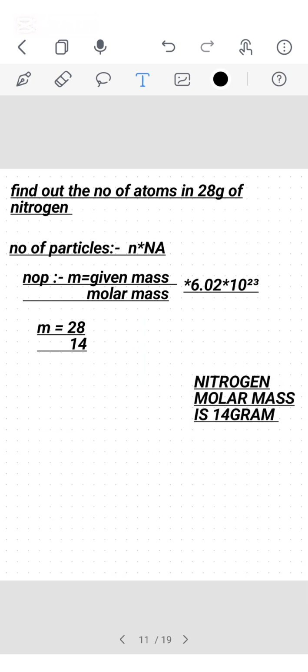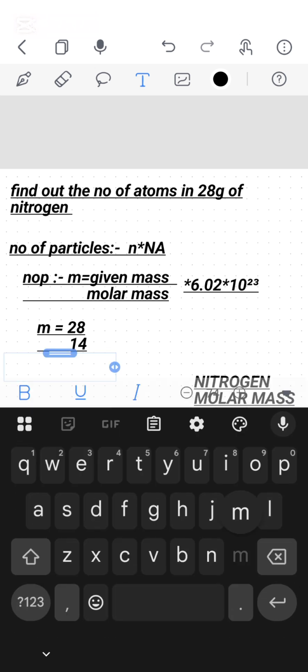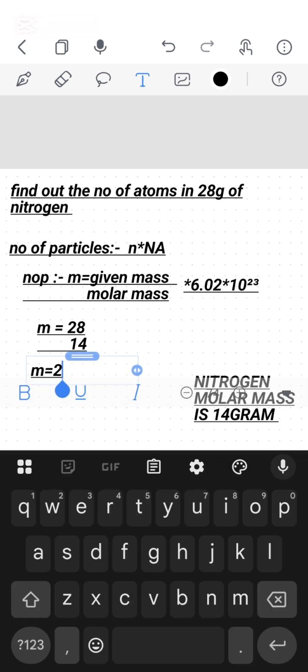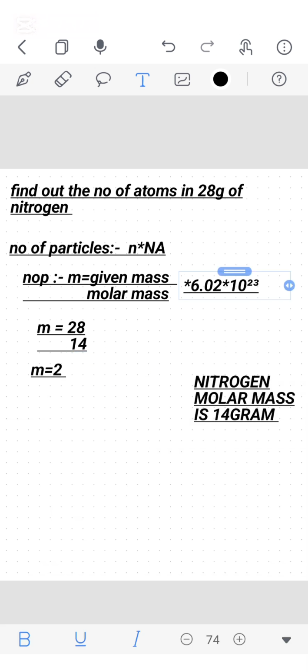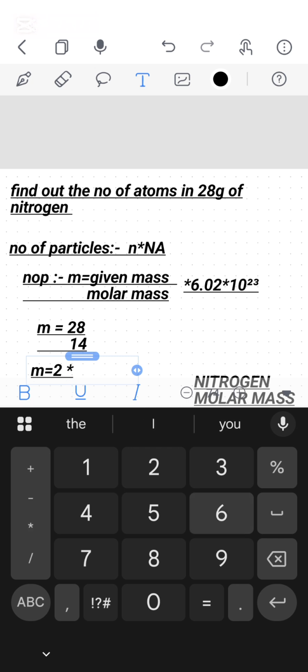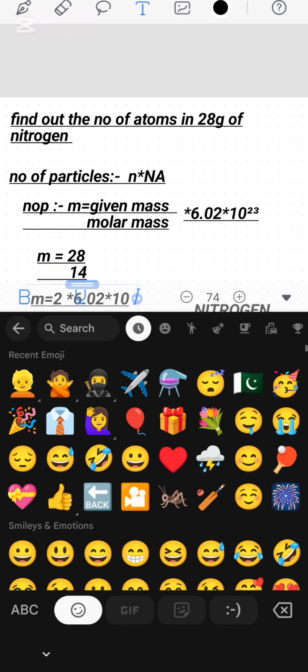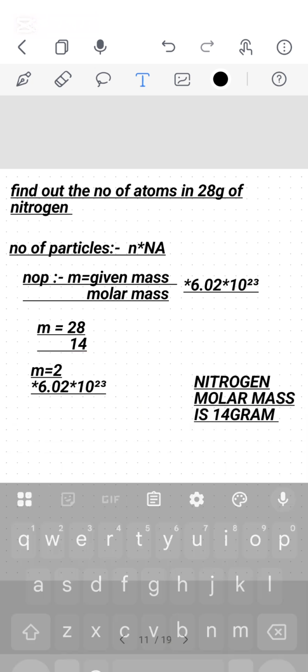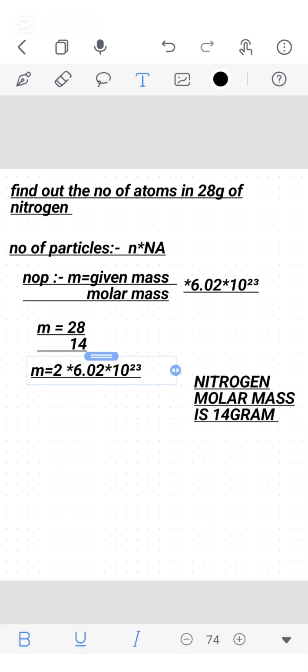And if we solve it further, 14 divided by 2, so n is equal to 2. So that n is equal to 2, then it will be multiplying. So n is equal to 2. Okay, so then again I will be writing that n is equal to 2 multiplying by 6.02 multiplied by 10 to the power 23. Okay, so that is how it looks like.